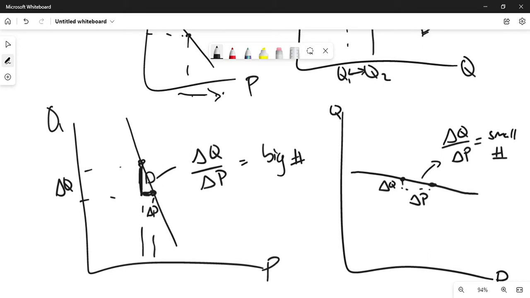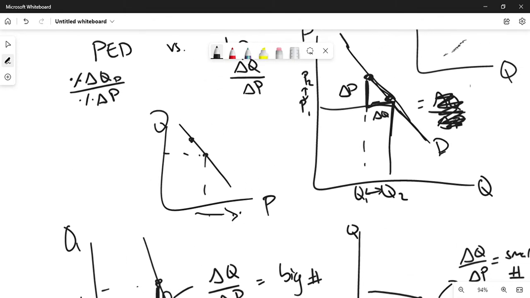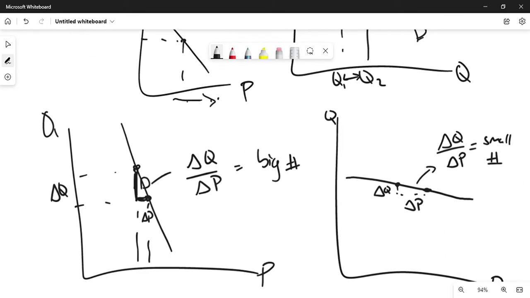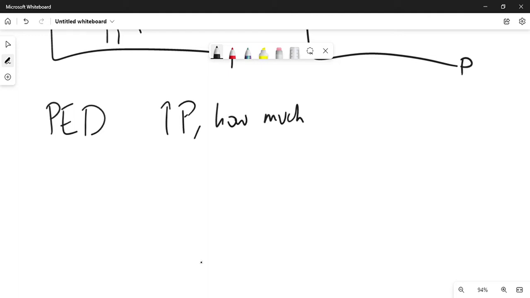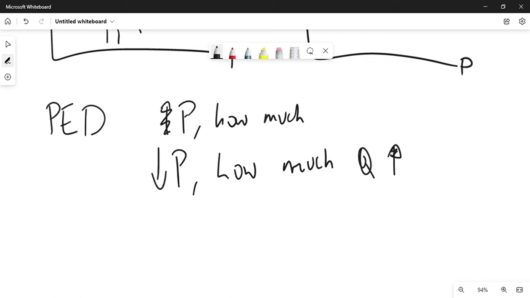Now, the question is, why isn't the price elasticity of demand just equal to the slope? First of all, the price elasticity of demand is basically: if I were to increase my price, how much would my quantity demanded decrease? Or if I were to drop the price, how much would Q increase? Like how much more would people want the object?